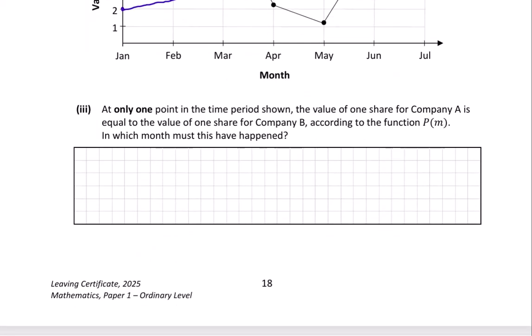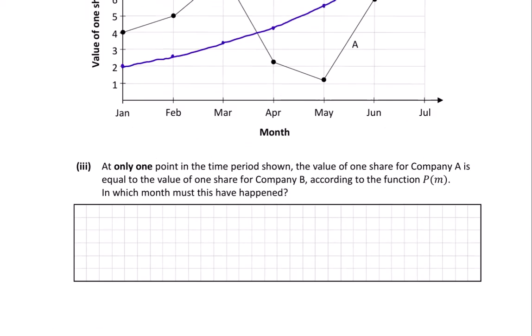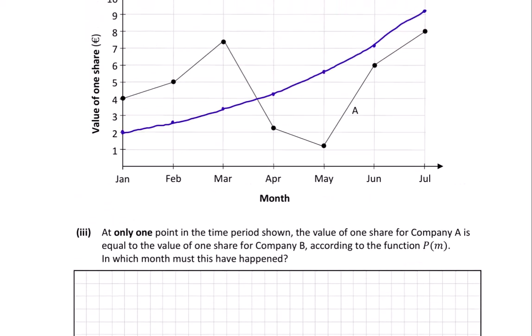Okay, at only one point in the time period shown, the value of one share of company A is equal to the value of one share of company B according to the function P of M. In which month must this have happened? So if we have a look at this point here, this is where the two cross, so we can come down along here like this, use a ruler again, and we're looking at the month of March here. This is the month of March along here. So my answer here is March.